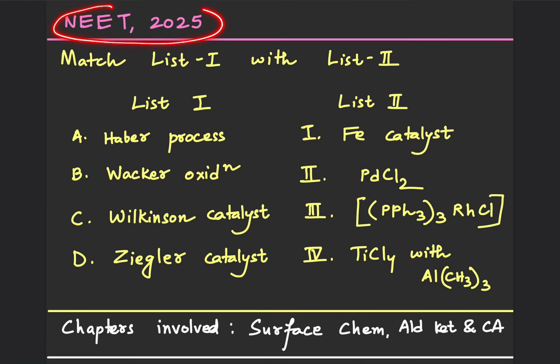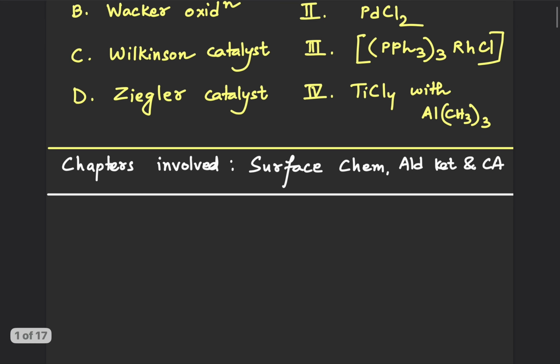Hello everyone. So this is a question from NEET 2025. Match list 1 with list 2. In list 1 we have certain processes like Haber's process, Wacker's oxidation, and catalysts like Wilkinson catalyst and Ziegler catalyst, and in list 2 we have the names of the catalysts: iron catalyst, PdCl2, this guy, and TiCl4 with Al(CH3)3. The chapters involved are surface chemistry, aldehydes, ketones, and carboxylic acids.